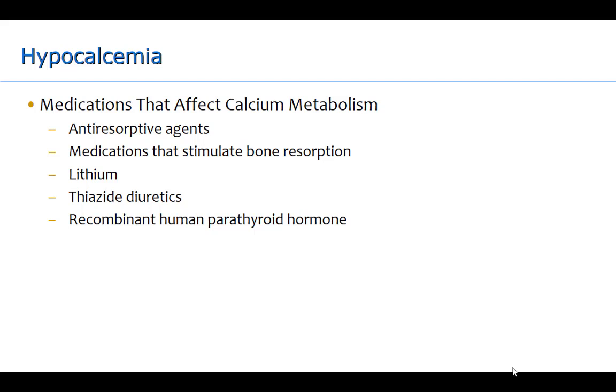Lithium, thiazide diuretics, and in patients with hypoparathyroidism, when you give them parathyroid hormone, it can also cause hypocalcemia.